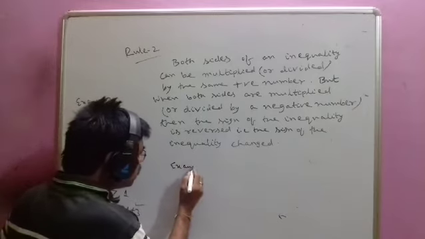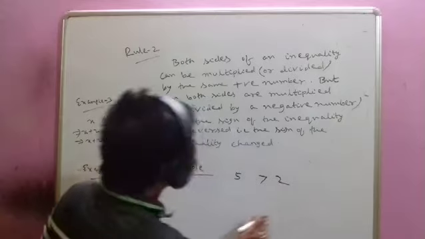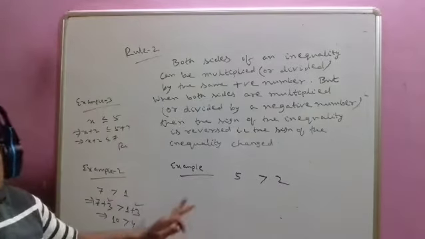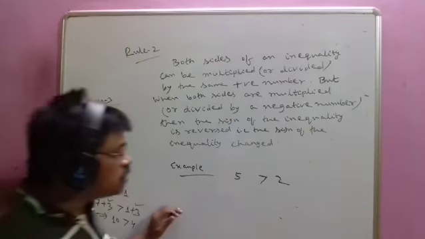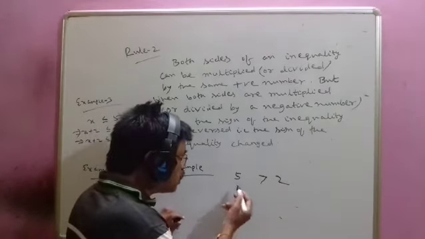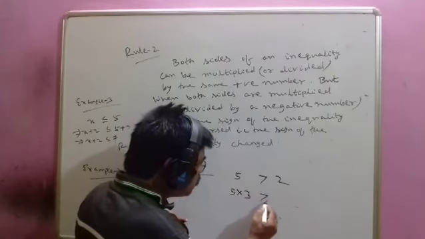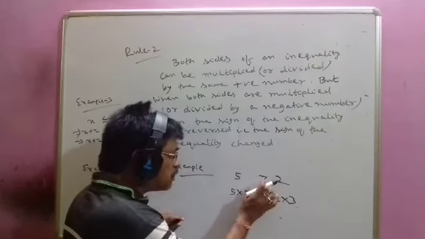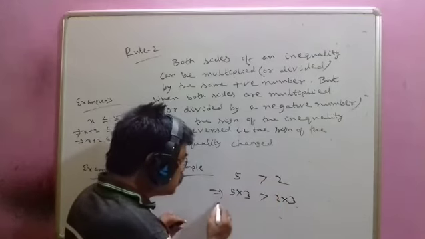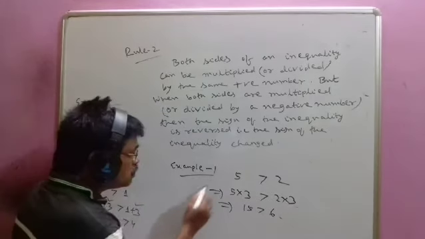Example 1. Let me say 5 is greater than 2. If you multiply or divide a positive number on both sides, the inequality sign remains the same. Suppose I multiply by the positive number 3. So you can say 5 into 3 is greater than 2 into 3. Here the sign remains the same, greater than here and greater than there. 5 into 3 is 15, so 15 is greater than 6. So this is example 1.